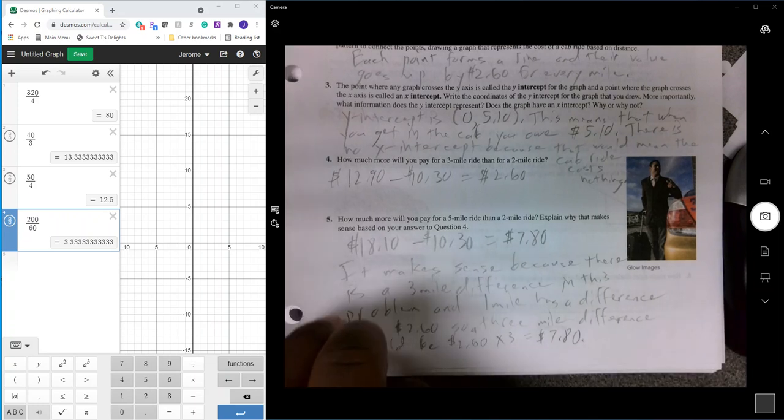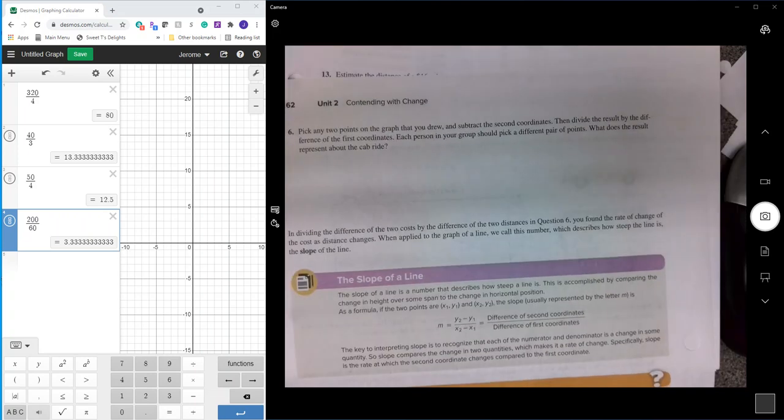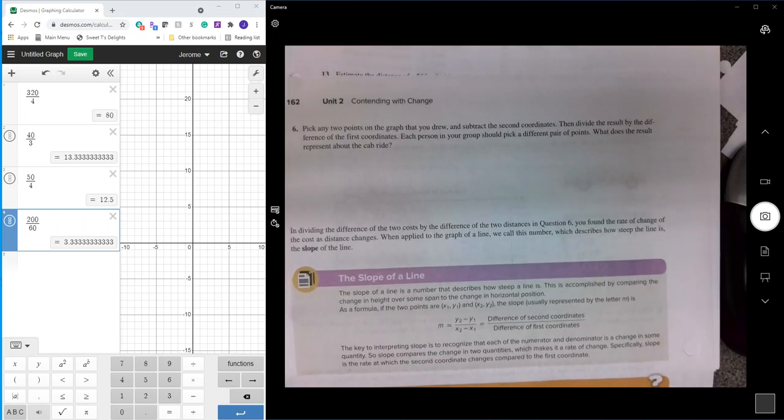Okay, now go here to the back. It says pick any 2 points on the graph that you drew and subtract the second coordinates, then divide the result by the difference of the first coordinates. Each person in your group should pick a different pair of points. What does the result represent about the cab ride?